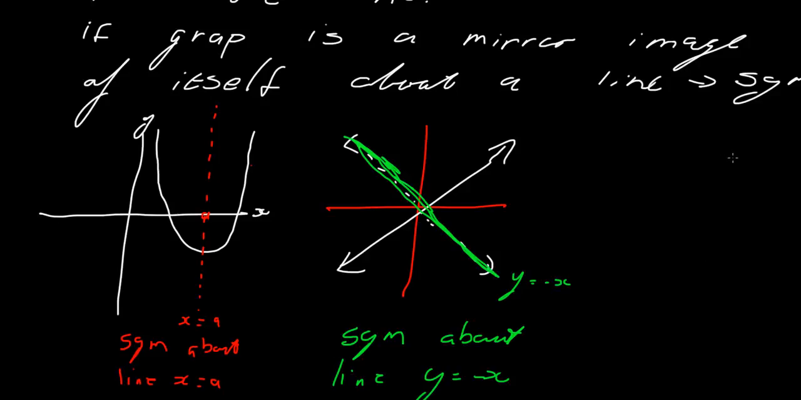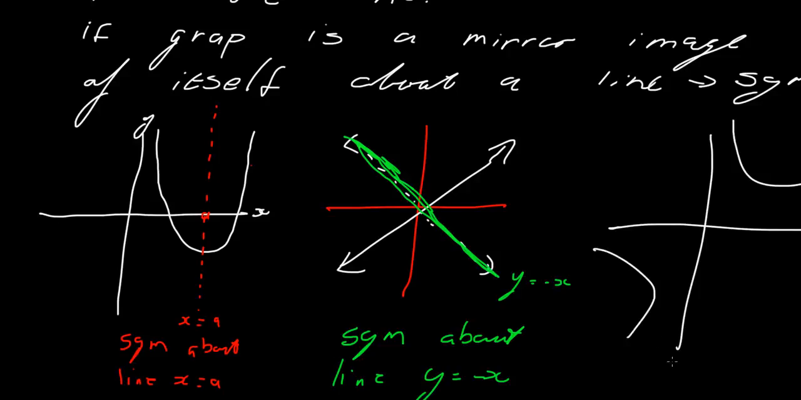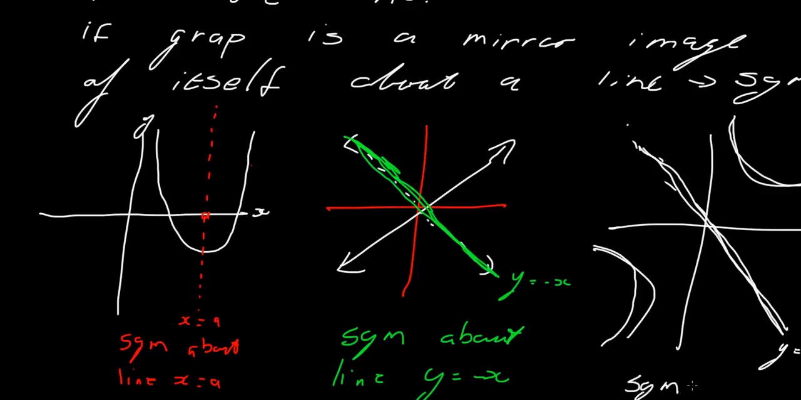And the same goes for example, a graph like this. If we fold it about this line, which is again y equals negative x, do you see that these two would fold onto each other? So if you cut this graph here, or you fold this graph along this line, these lines will lie on top of each other, and therefore it is symmetrical about y equals negative x.